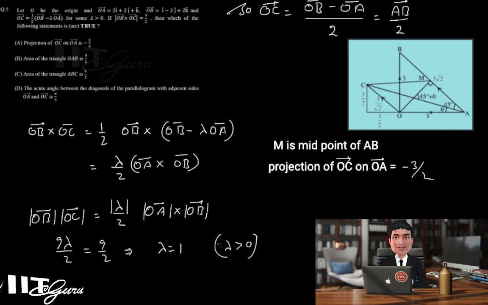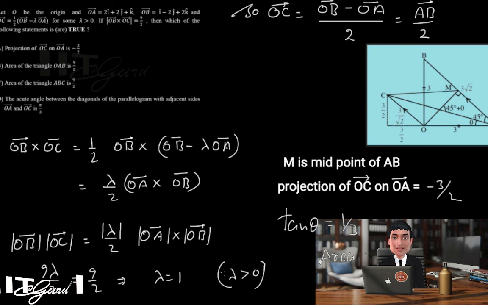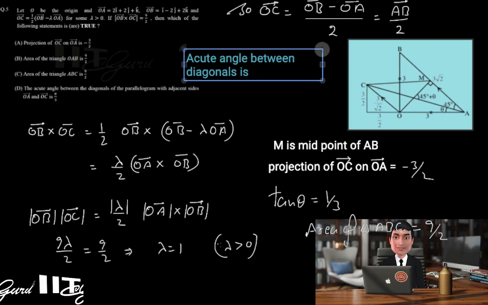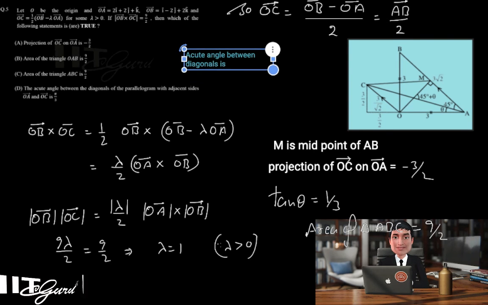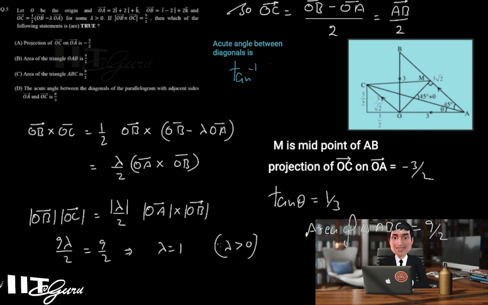Now we see for option B, as you know, tan theta is 1/3. So area of the triangle ABC, we can say, is 9/2. Fine. So we have to find the acute angle between diagonals. So let's see the acute angle between diagonals. Okay, so the acute angle between diagonals is given by 1 plus 1 by 3, right?